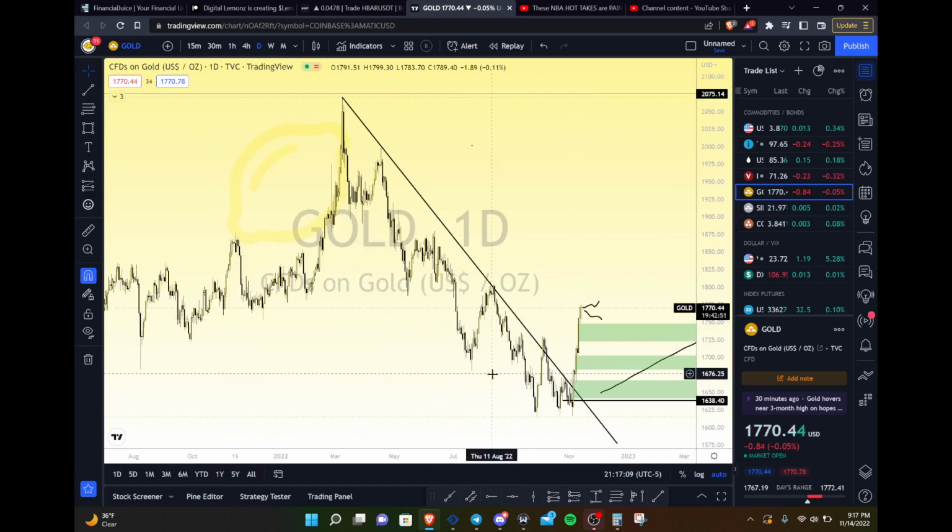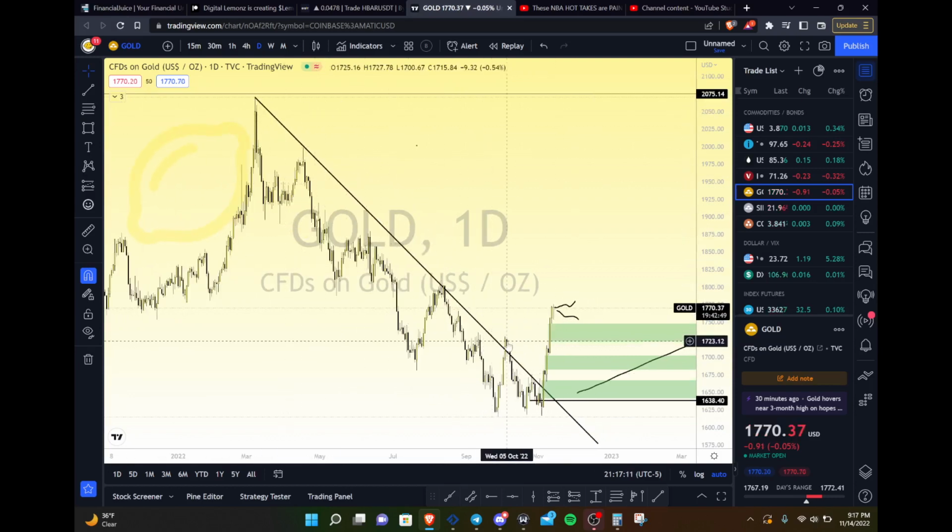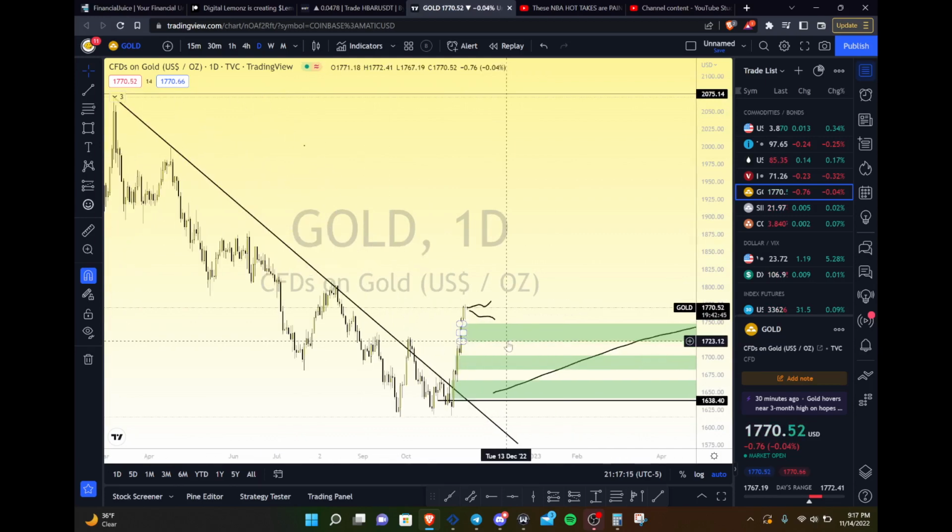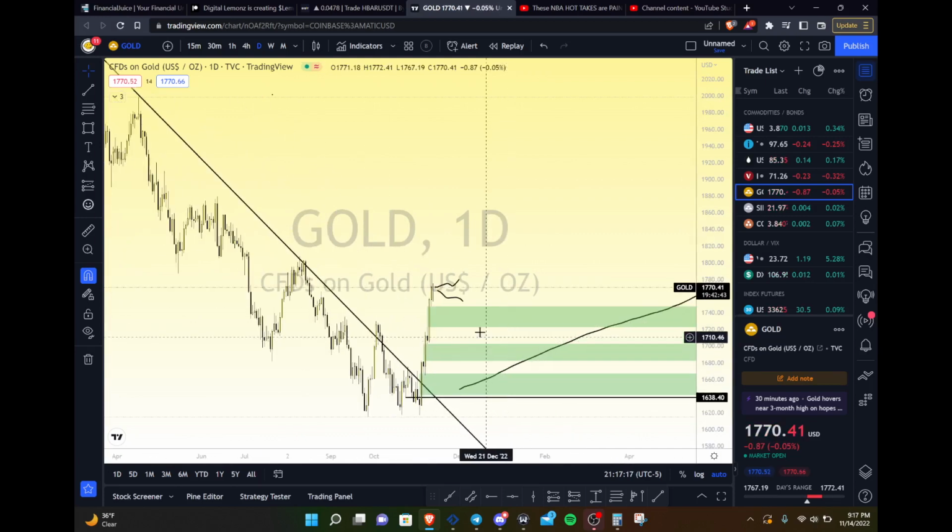I think we just have to be a little bit more patient. But ever since it's broken this trend line finally, I believe that the character has changed on the bullish side, and we should see gold getting back towards 1800 and potentially a little bit higher, maybe potentially getting all the way towards 1850, 1840.